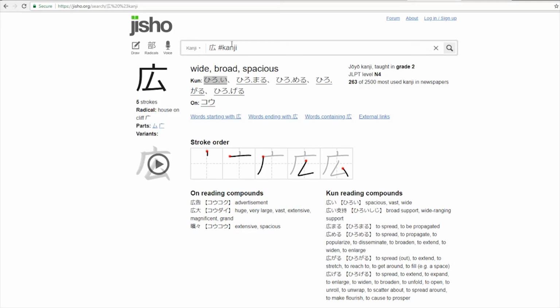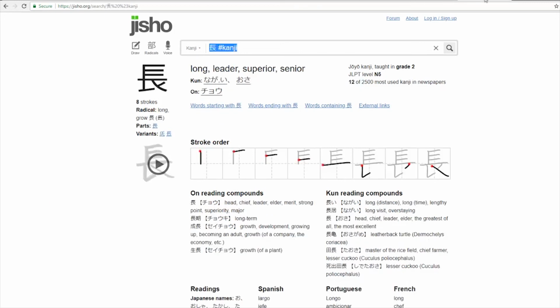Next one is our last one for today, and this is going to be long, leader, superior, or senior. Now, I am lucky because this is my girlfriend's last name, so I can remember this one fairly easily. But for everyone else here, I've heard people say that it kind of looks like a geisha woman tying up her long hair, so she needs a lot of pins to keep the hair. These would be the pins keeping the hair up. So I guess that's one way you could remember it.